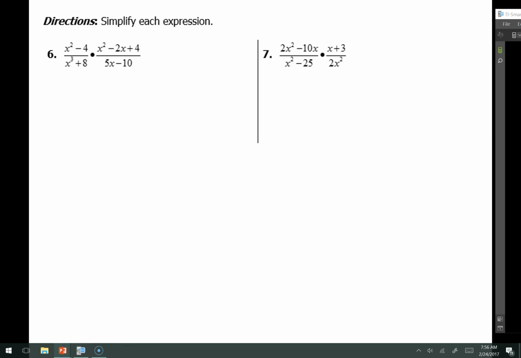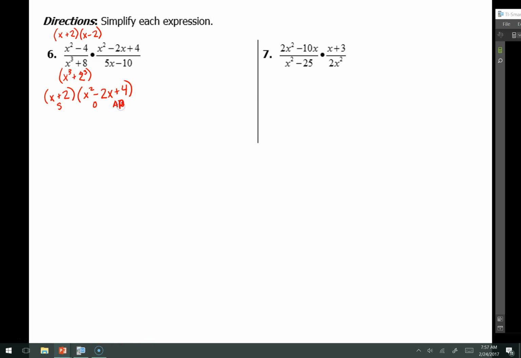All right, so in this first problem, you see a bunch of polynomials. We are going to factor everything that we can first. So let's look at this x squared minus 4. This is a difference of perfect squares, so that's the same as x plus 2 times x minus 2. The x cubed plus 8, that is a perfect cube, because that's the same thing as x cubed plus 2 cubed. So when we factor that using the SOAP method, we get x plus 2 times x squared minus 2x plus 4. Remember, this is same, opposite, always positive.